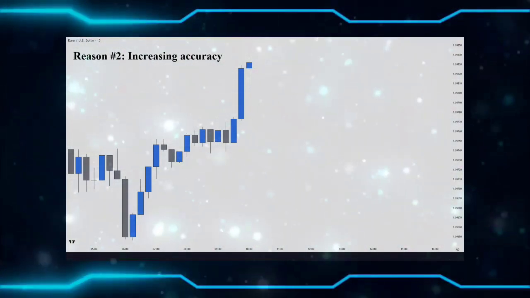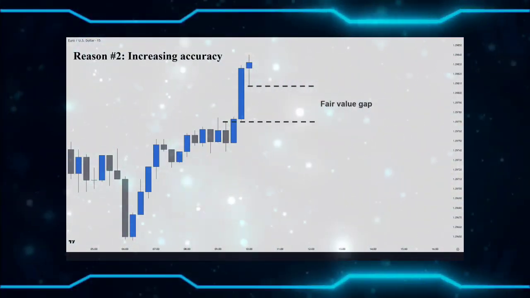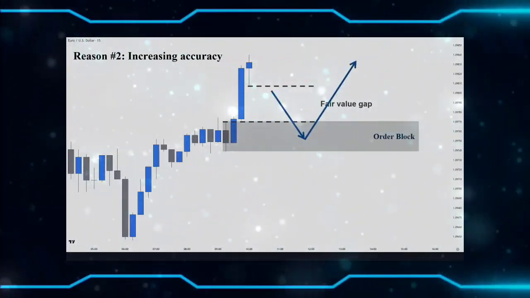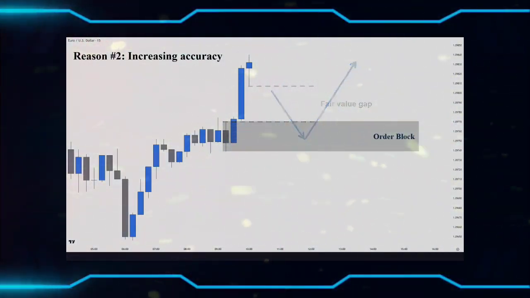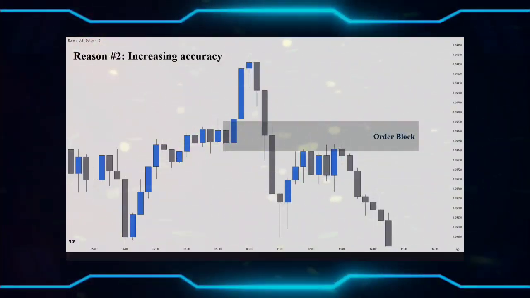Here on the Euro-Dollar 15-minute chart, we had a strong bullish move with a clear fair value gap between the shadows. As a result, we have a valid order block, which is an excellent opportunity to go long. However, the market suddenly changes direction and ignores the demand order block. And in case you are wondering, here's why.